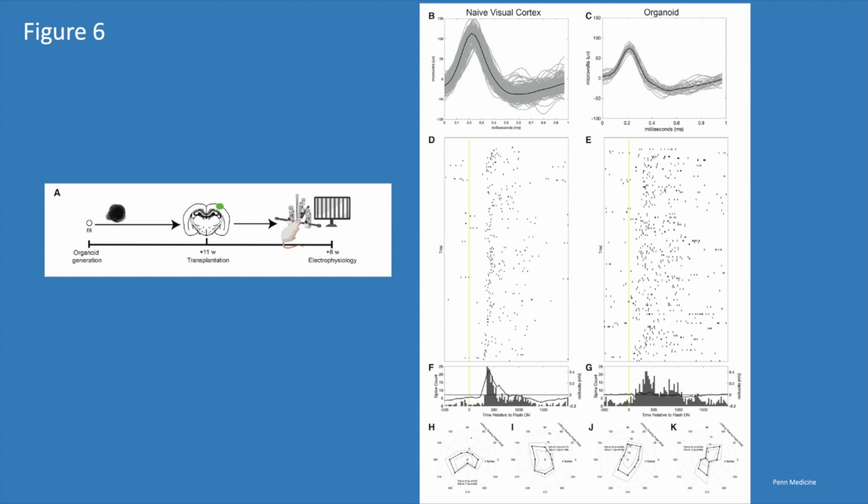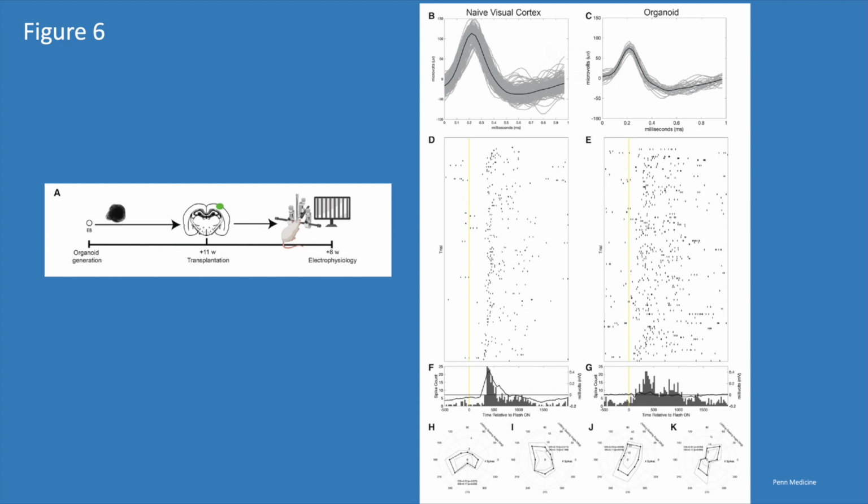The same data is presented as peristimulus time histograms and event-related potentials, or ERPs, for representative evoked units from the visual cortex in the naive and organoid graft. Visual stimulation of the host animal also evoked ERPs in the organoid, albeit small in amplitude compared to those observed in the visual cortex of naive animals.